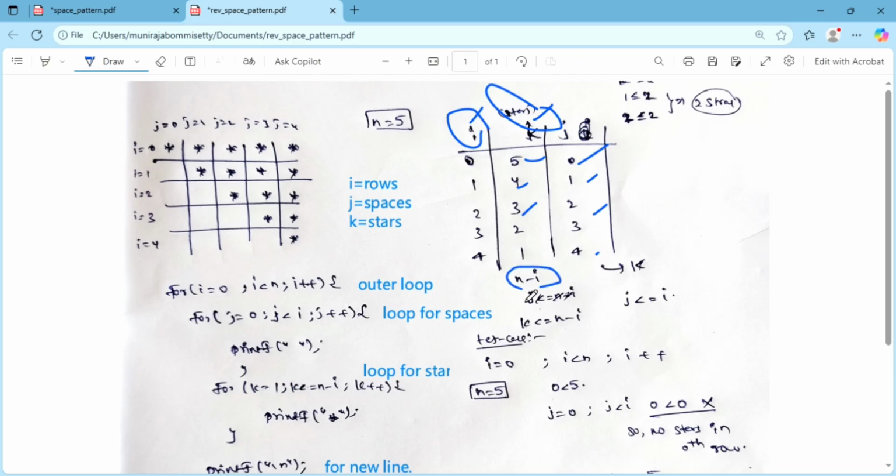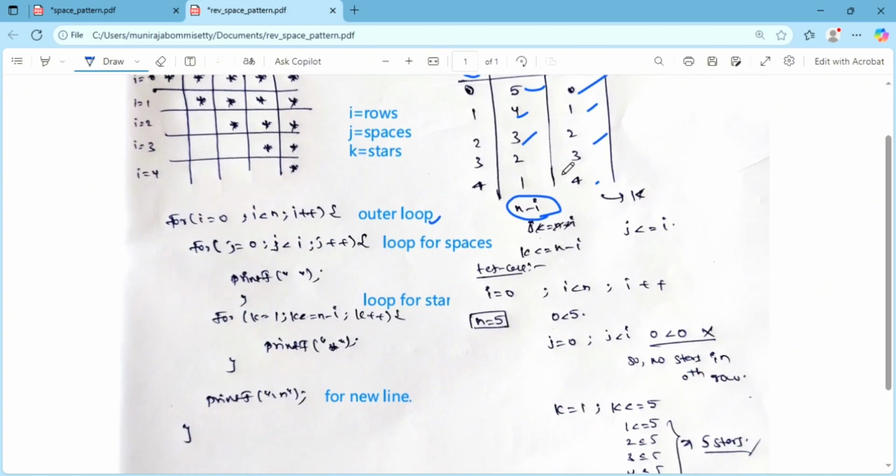Now here we are going to find the relation between the stars and the row number, where the number of stars is always less than or equal to n minus i. It means that if the user enters the number of rows as 5, then k is less than or equal to n minus i. It means 5 minus 0 is 5, 5 minus 1 is 4. So find this relation between the stars and the row number.